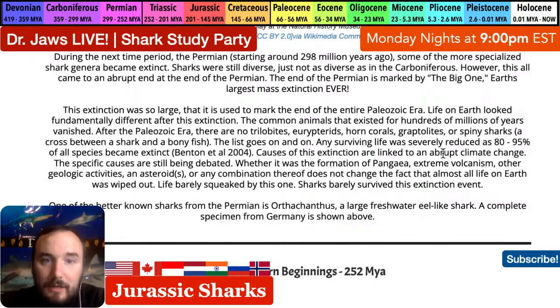After the Paleozoic era, there were no trilobites, eurypterids, horned corals, graptolites, or spiny sharks, a cross between a shark and a bony fish, which is kind of wild. I forgot that spiny sharks were that branch that were kind of in the middle. I guess not in the middle, but an offshoot, somewhere lying between true chondrichthyans and the bony fish, the Actinopterygii. So it's pretty cool to imagine that there was something somewhat intermediate looking between those two forms.